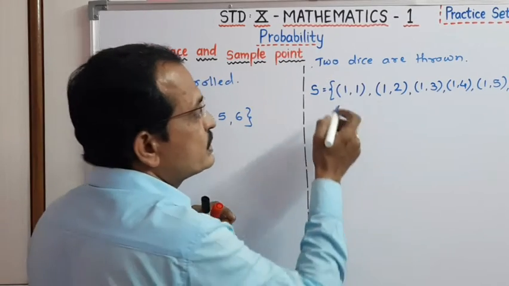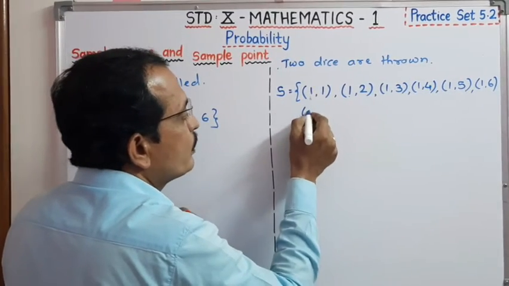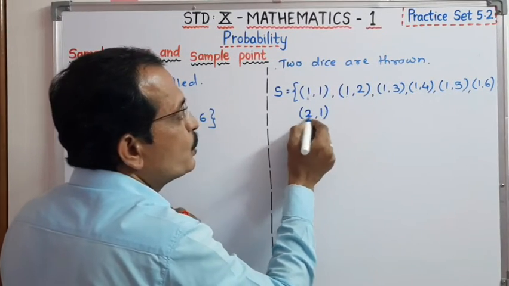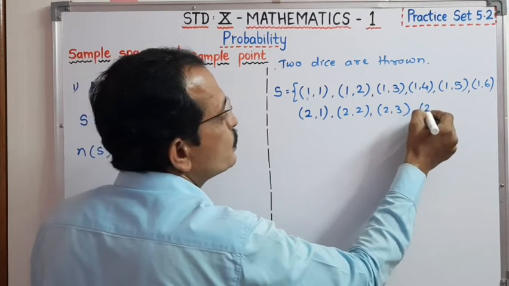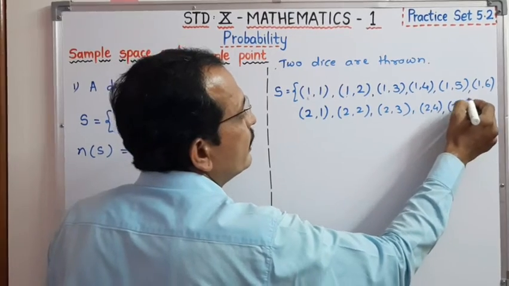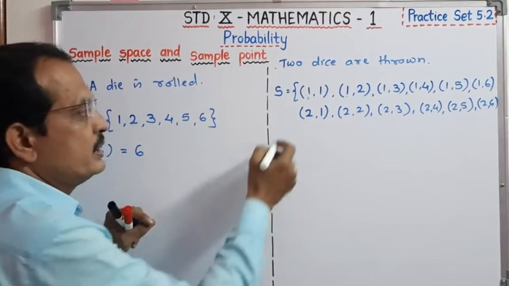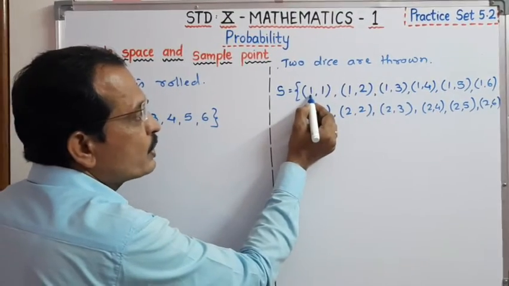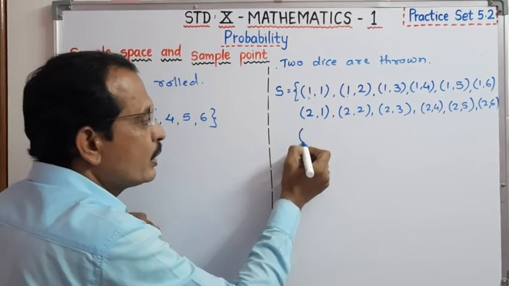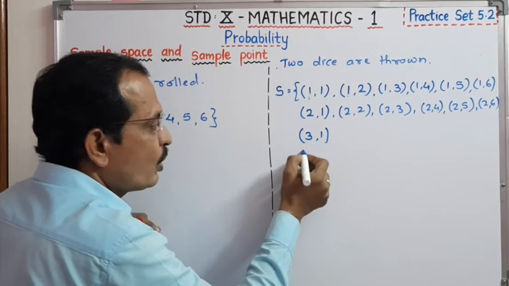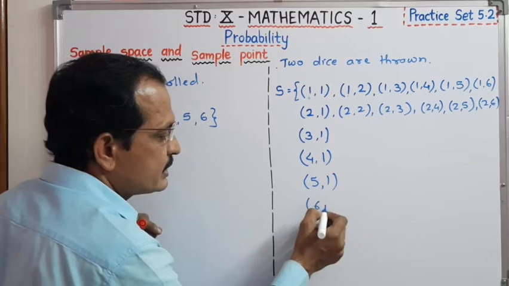Next, we have to change the number for the first die. For the first die 2: (2,1), (2,2), (2,3), (2,4), (2,5), (2,6). Like this we can write all the possibilities. On the upper surface for the first die it is 1, then for the first die we take 2. Here we can write (3,1), and next (4,1), then (5,1), and here (6,1).